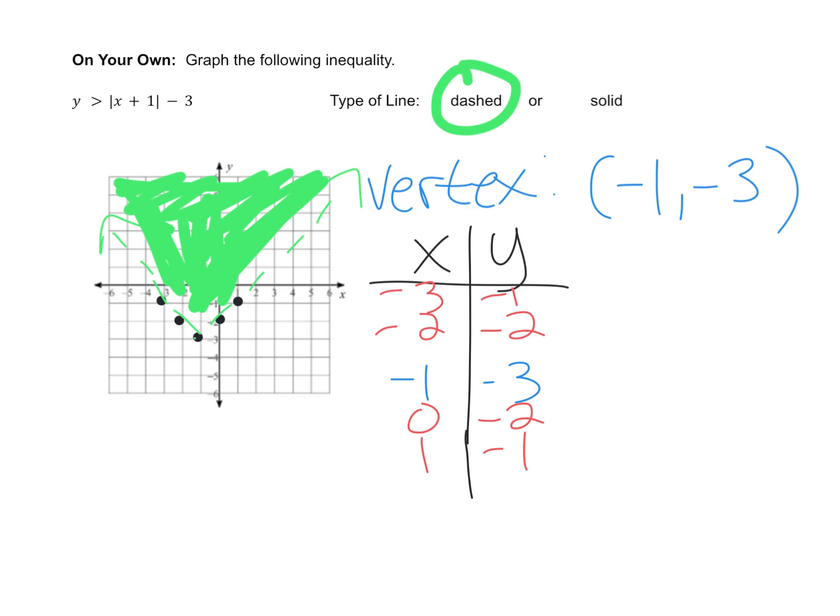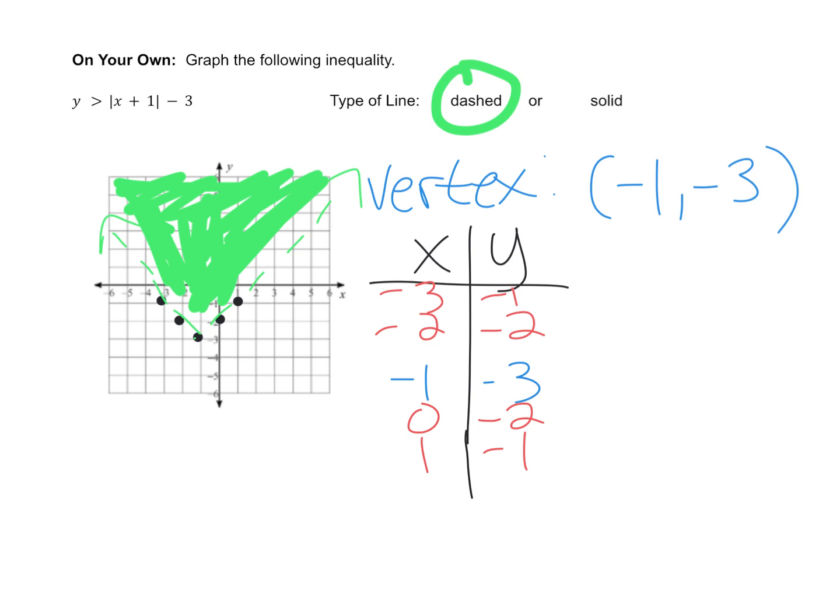So then I plot my points, and since I have greater than, I would use a dashed line, and again, since it is greater than, I would shade above the curve, and everything above my curve would be everything inside of the V this time.